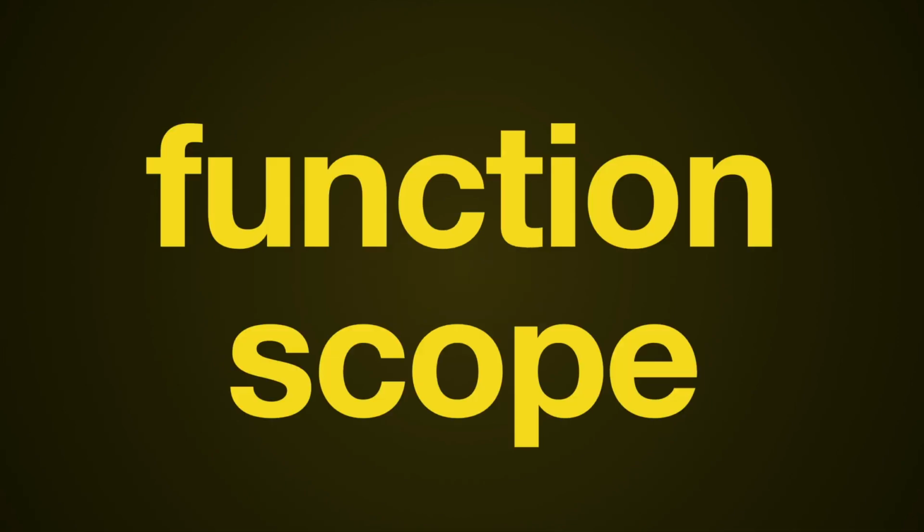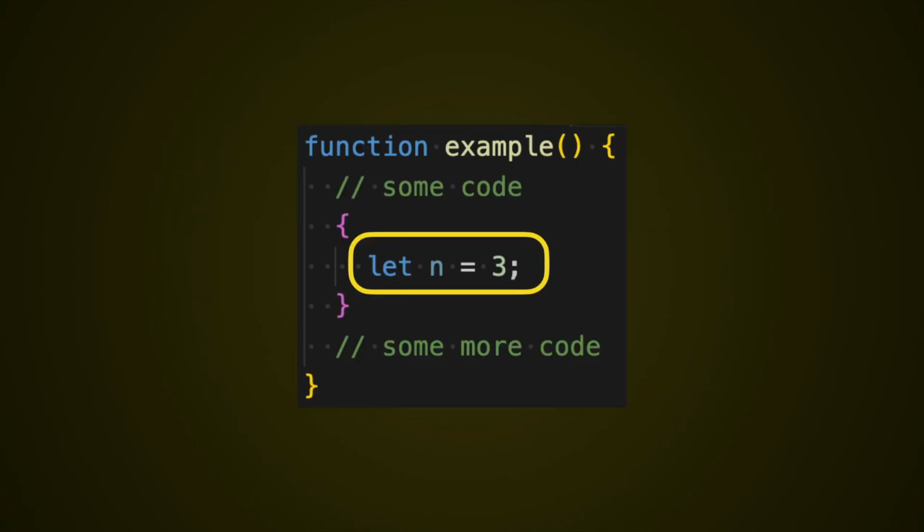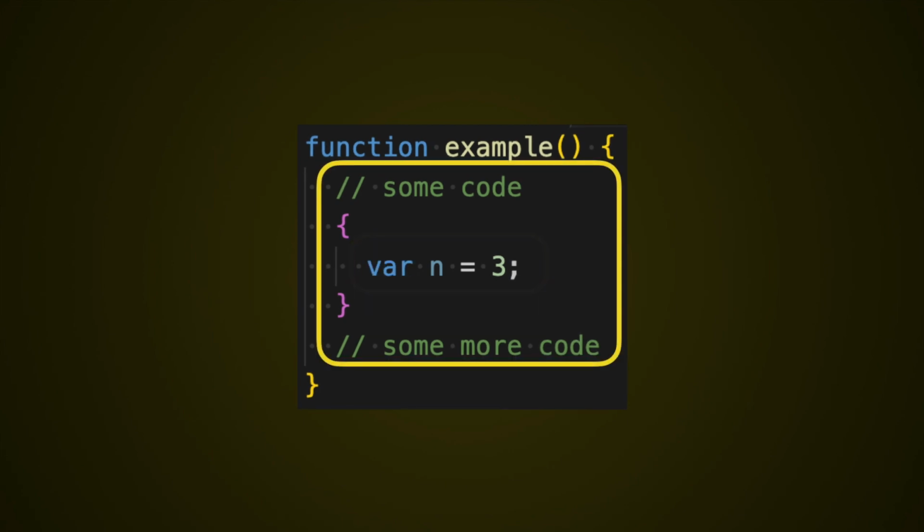Now, when you use var, the scope behaves radically different. The variables declared with var have function scope. This means that no matter where they were declared, they will be visible in the whole function. So, here, if we change let to var, the scope automatically grows until reaching the whole function.